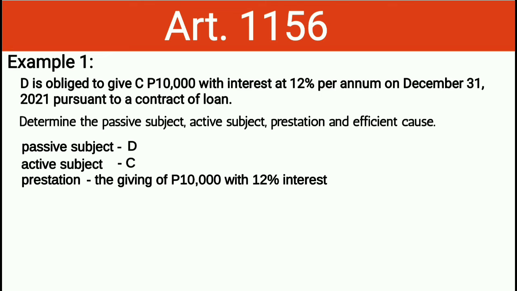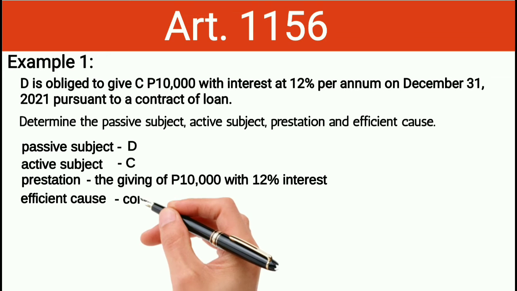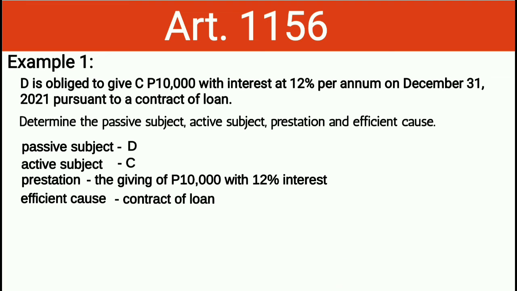Next, how about the efficient cause? Ang efficient cause, ito ang nagbabind sa debtor at creditor sa obligation. At sabi ko kanina, ang efficient cause is either law, contracts, quasi-contracts, acts or omissions punishable by law, or quasi-delicts. Therefore, in this problem, the contract of loan is the efficient cause or the juridical or legal tie.